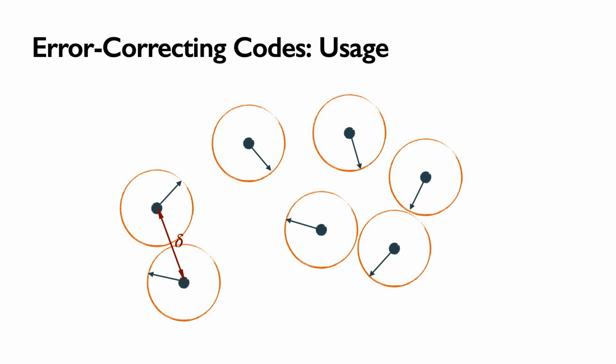Now, if Asterix sends C(m) and Obelix receives the vector y, and y is only delta by 2 far from the sent codeword, then there is only going to be one codeword which is delta by 2 far away from y. And so Obelix can unambiguously recover the sent codeword.